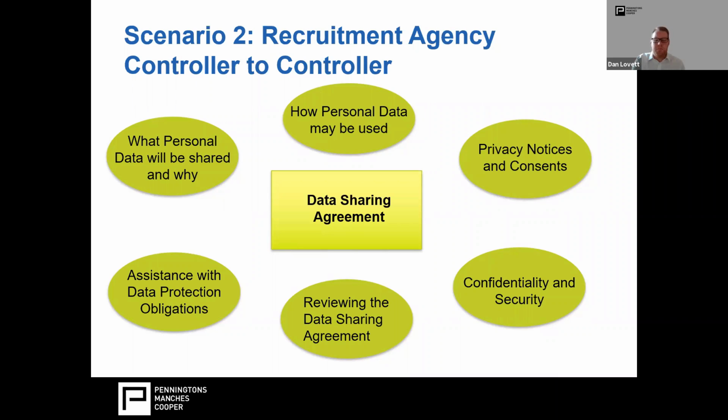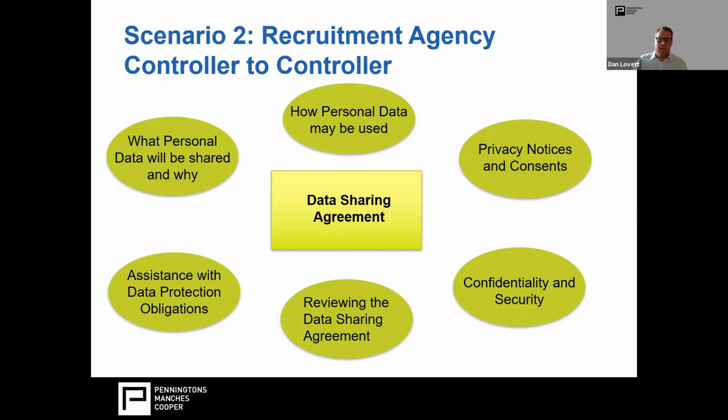Confidentiality and security, kind of what you'd expect. We want to make sure that the personal data is protected. So this might be making sure that individuals who have access, employees of the recruiter or of the employer, are appropriately bound by confidentiality requirements, and as well making sure that we've got security processes in place. So for our employer, if they do have a portal which they hold recruitment data in, making sure that the recruiter uses that portal in the correct manner will be important.